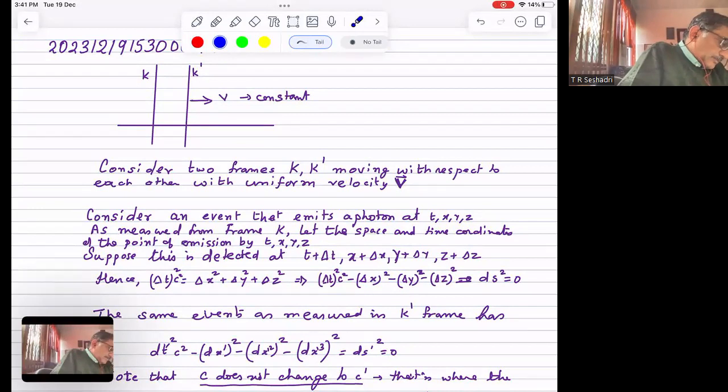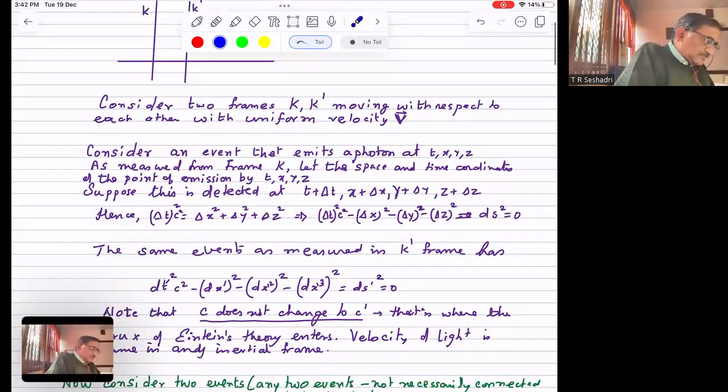And suppose this photon is detected at a time t plus delta t, x plus delta x, y plus delta y, z plus delta z. Then we know that delta t square into c square is equal to the square of the distance between them, because it is traveling at the speed of light. And so I can write it in this form: c square delta t square minus delta x square minus delta y square minus delta z square is equal to some quantity ds square, which is 0 in this case.